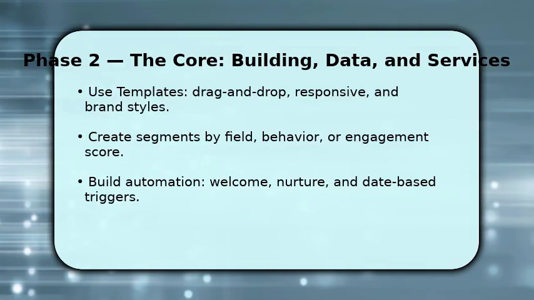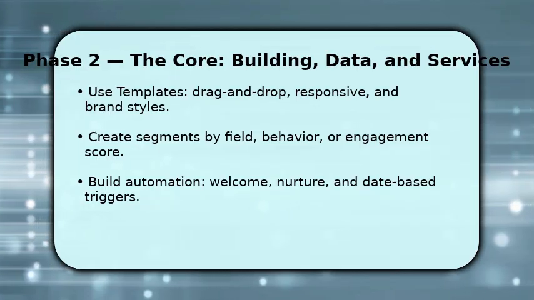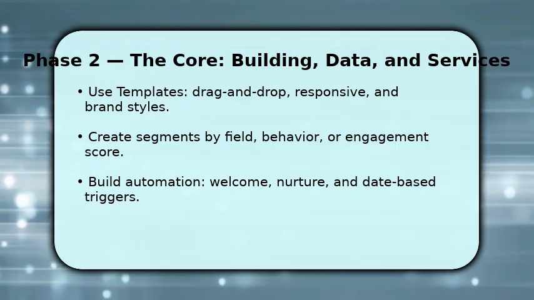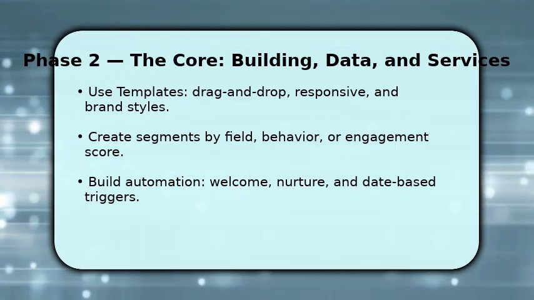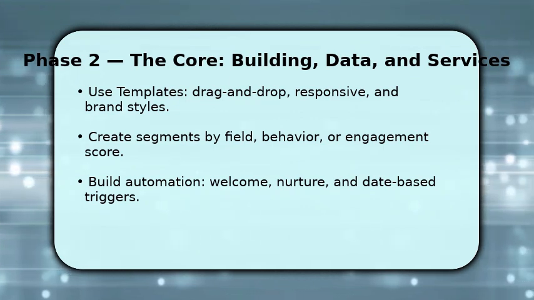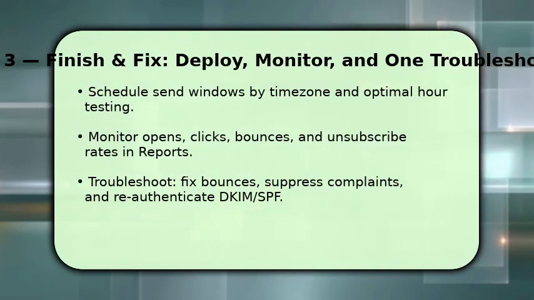Then set automation: a welcome series, nurture flows, or date-based triggers. Automation preserves timing and scales personalization. As you build, preview both desktop and mobile, and send test emails to check dynamic content and merge tags before you schedule live sends. Finally, schedule and watch performance closely.